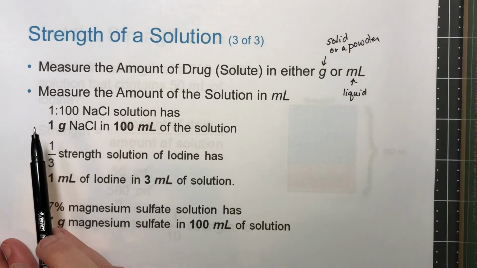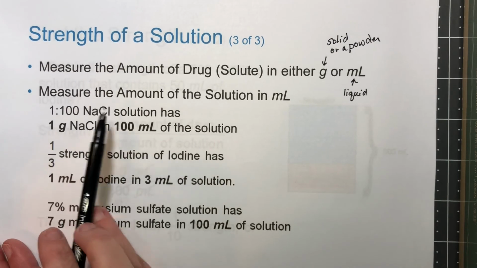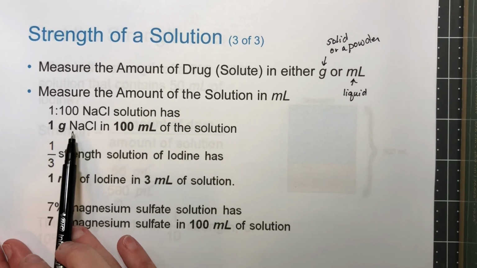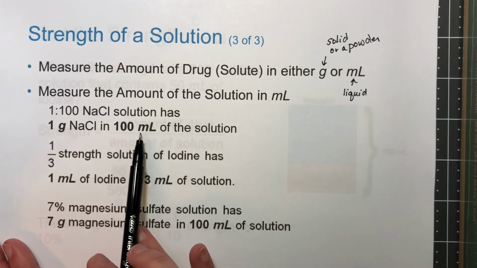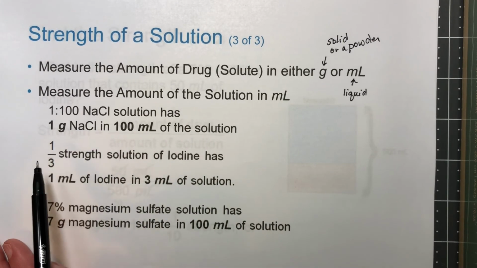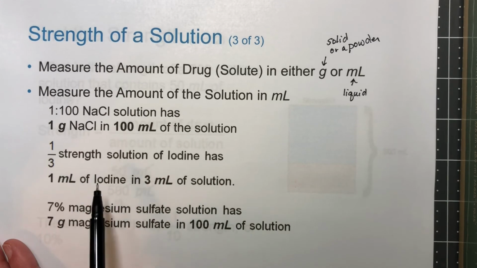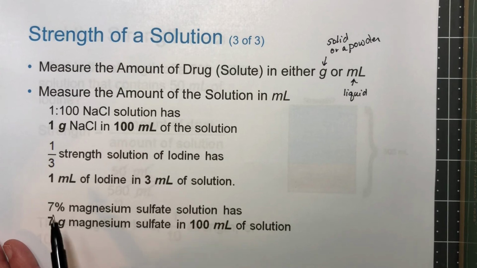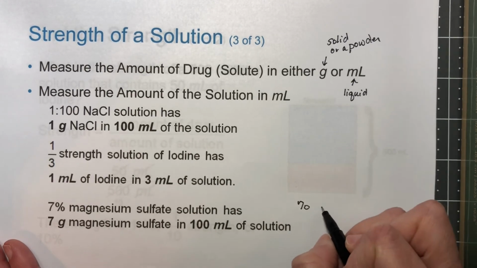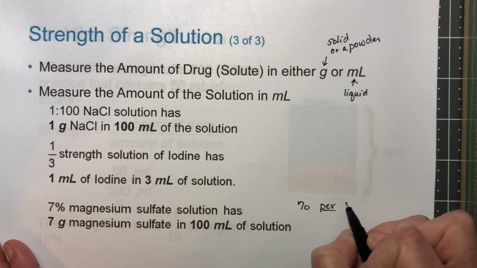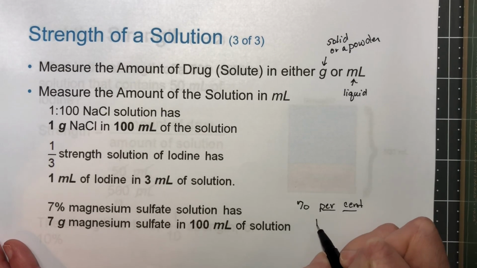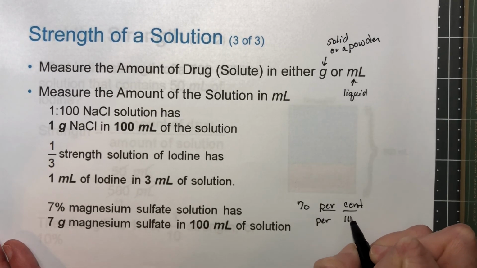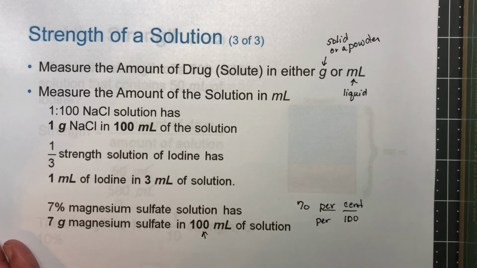Okay, so if we have a 1 to 100 salt solution, we have 1 gram of salt in 100 milliliters of the solution. A 1/3 strength of iodine has 1 milliliter of iodine in 3 milliliters of solution. Okay, 7% magnesium sulfate solution has 7 grams per 100. Remember, percent means per 100. That's where this 100 comes from. It's always there in a percentage.